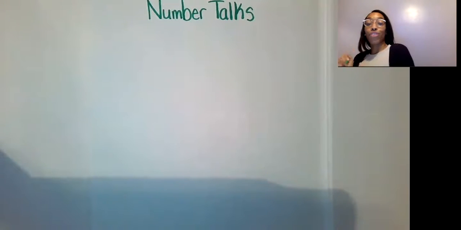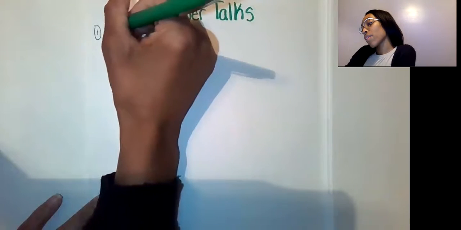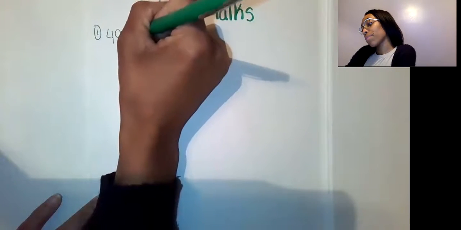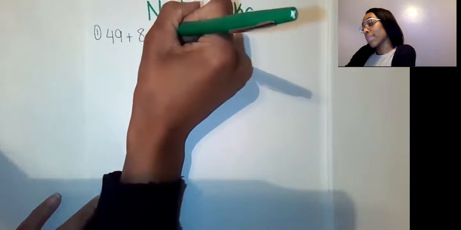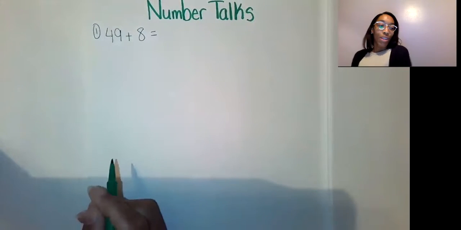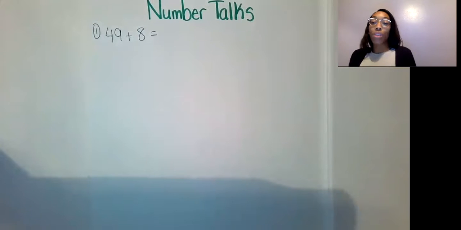All right. So, for our string today, we're going to start with 49 plus 8. So, start thinking, start showing those strategies on your chest. I'll give you a minute just to get your mind thinking of those strategies we've been working with. 49 plus 8. All right.